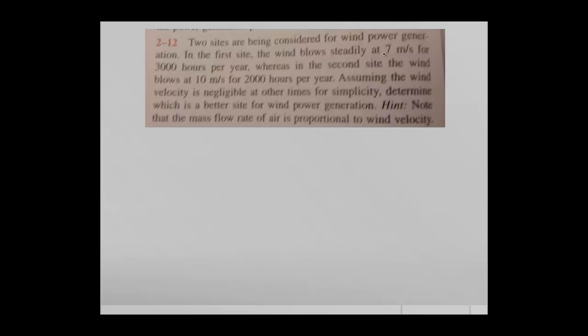We have been given the average velocity of air, and the number of hours per year that this velocity is present. We are going to assume negligible velocity at other times, and we're asked to get the best site for power generation. We have a hint here: mass flow rate of air is proportional to wind velocity. But we are not being told what that velocity is or how to get it. So we are going to make some assumptions.